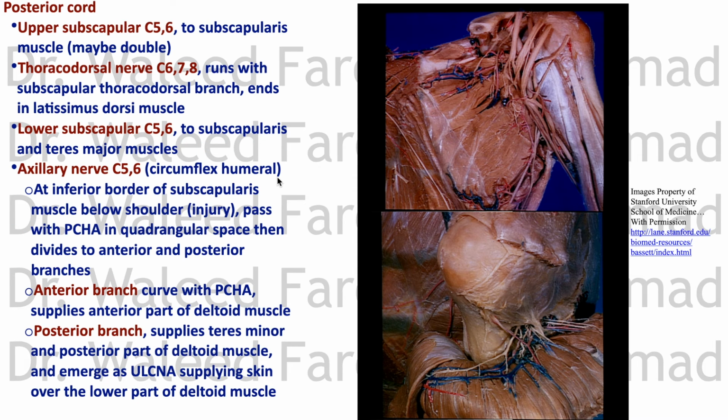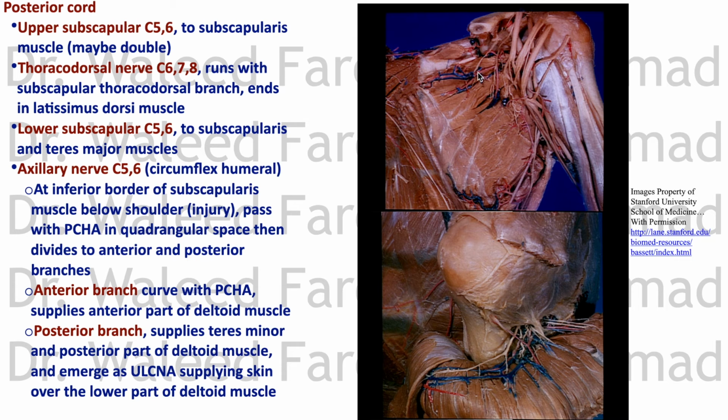Now the posterior cord of the brachial plexus. You should know the branches in order. Means upper subscapular, then thoracodorsal, then lower subscapular, then axillary and radial. The upper subscapular is to subscapularis muscle.